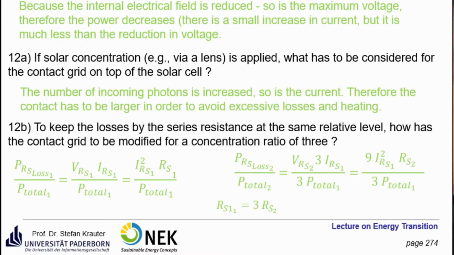If you put that together and eliminate all the other variables, we come to the equation that RS1 is equal to 3 times RS2. Or, put the other way around, the new contact resistance RS2 should be only a third of the original contact resistance.